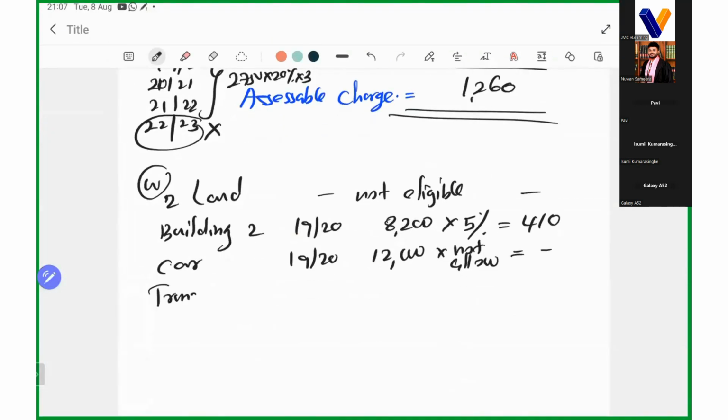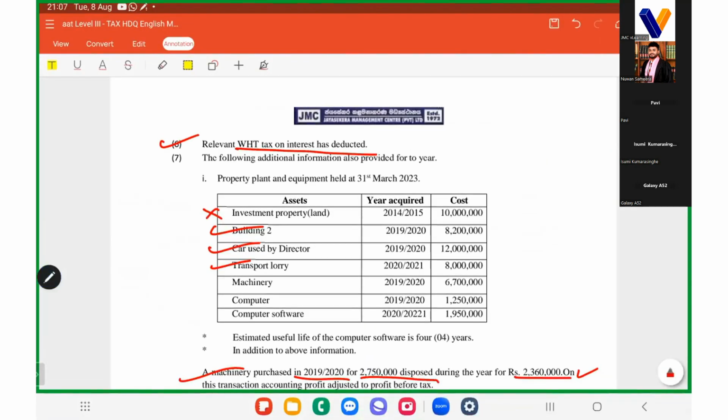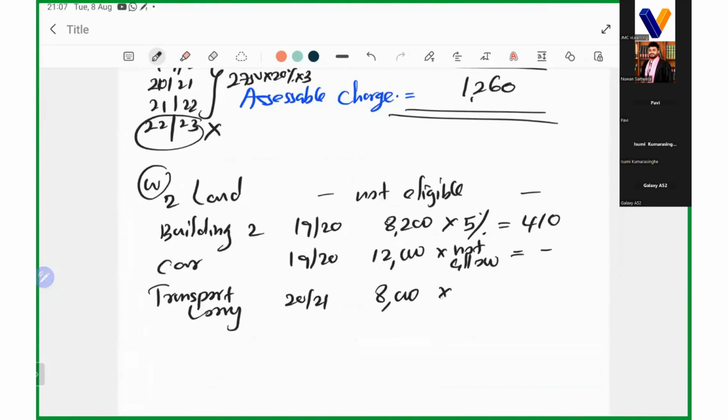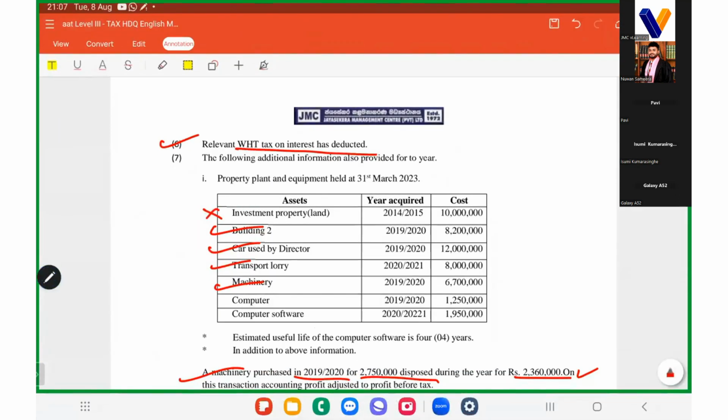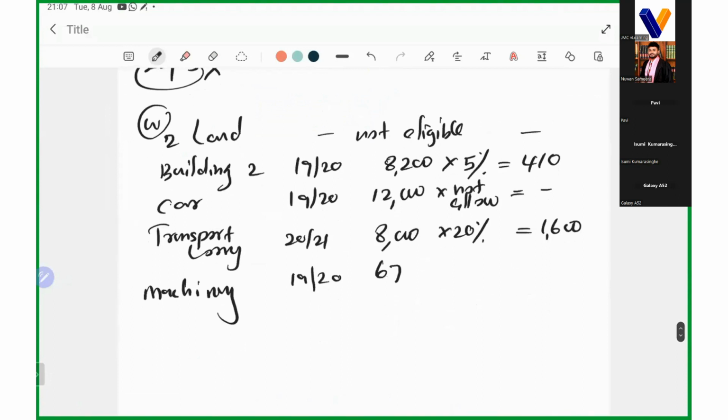So then the transport lorry, how much? 2020 and 2021. 8,000, that is 20%, 1,600. For the machinery, 1920, 6,700 into 20%. That is 1,340.